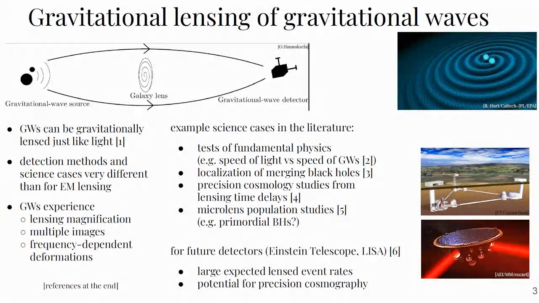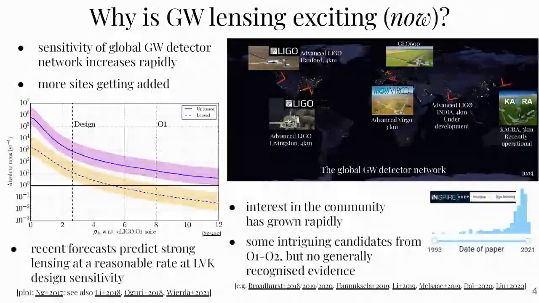And you can use microlensing by small lenses like primordial black holes and intermediate mass black holes to do population studies of those exotic sources. Most of that has traditionally focused on the future detectors like Einstein Telescope and LISA, because lensing will always be a rare effect, a small fraction of events, so you need many high-redshift detections to really see it.